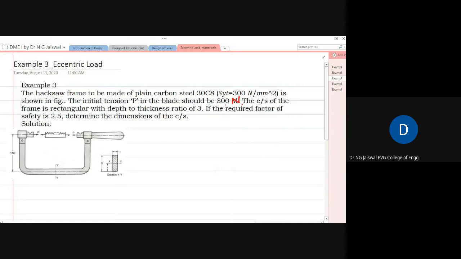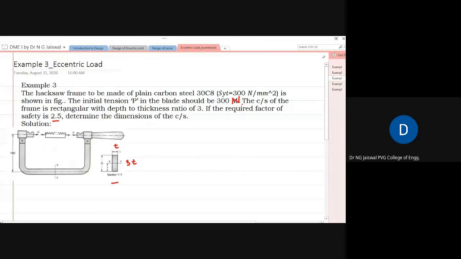The cross section of the frame is rectangular, which is actually shown here, with depth to thickness ratio 3. So if this dimension is T, the depth is always larger. Depth is 3T. The required factor of safety is 2.5. So SYT by factor of safety 2.5 gives you the allowable stress. Determine the cross section dimensions. Now here I am not writing anything on the screen because it is again similar to the earlier two problems. Try to solve.